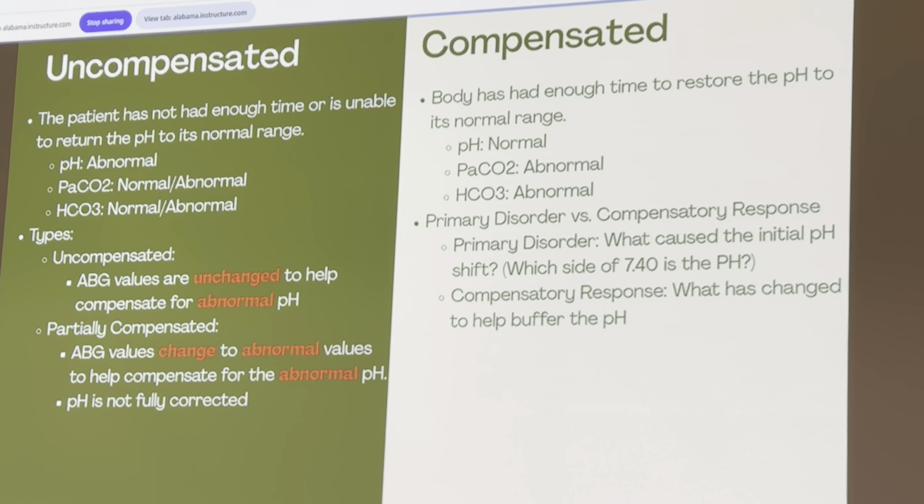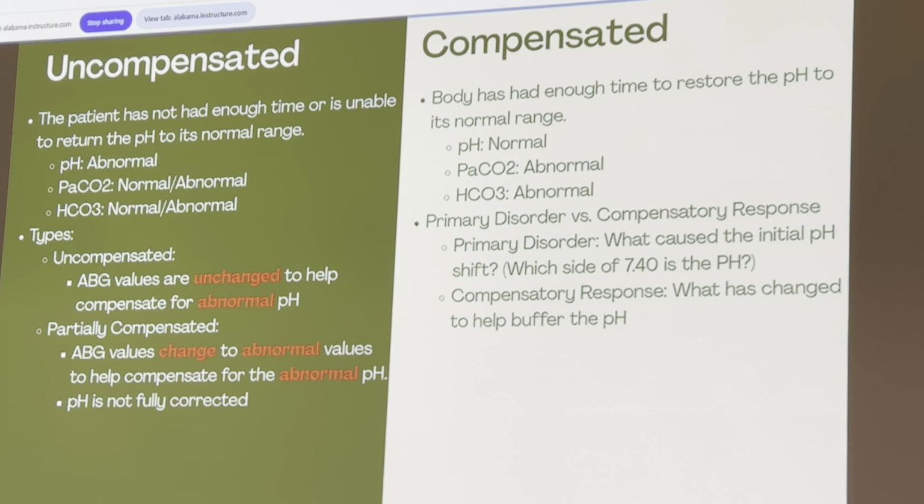So with uncompensated, none of my other values have gotten out of range to hopefully attempt to bring that pH level back into normal range. That's our uncompensated. Partially compensated, one of my values, either my CO2 or my bicarb, has changed and is out of normal range now, but my pH hasn't had enough time to get back in that normal range. So that's your difference, your uncompensated versus your partially compensated.